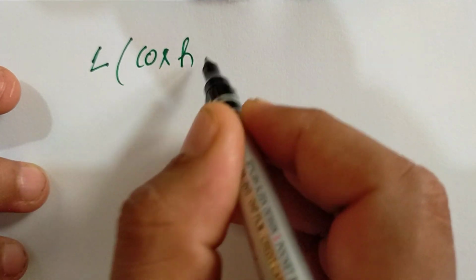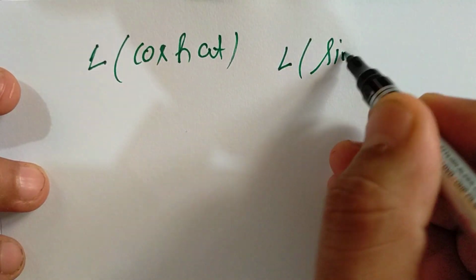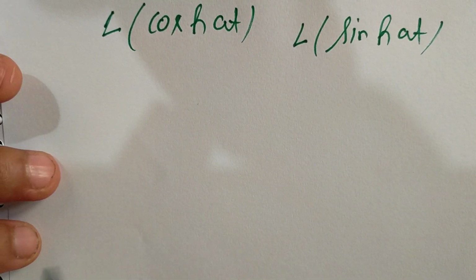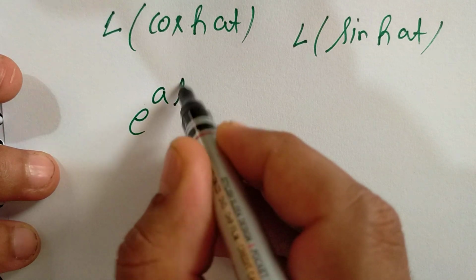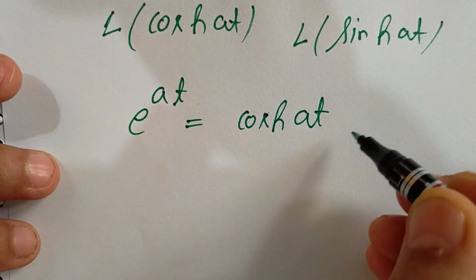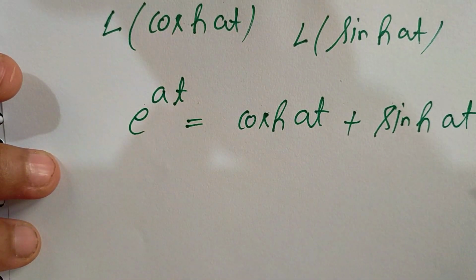Now the Laplace transform of the hyperbolic functions cosh at and sinh at. For this again you use the exponential e power at equal to cosh at plus sinh at.